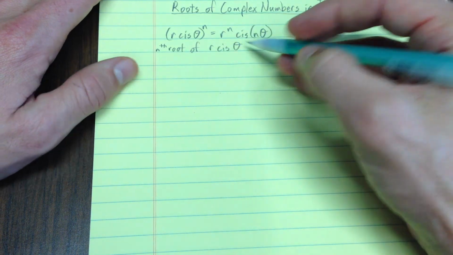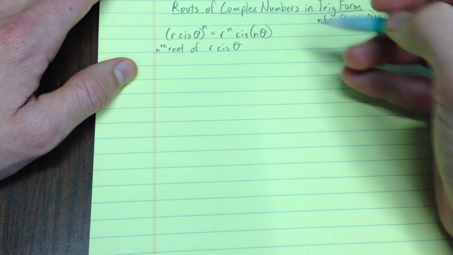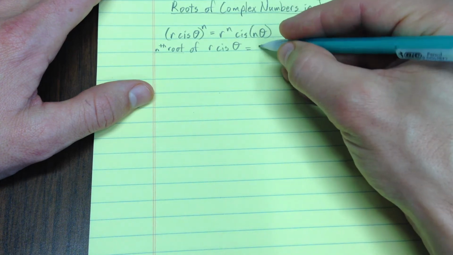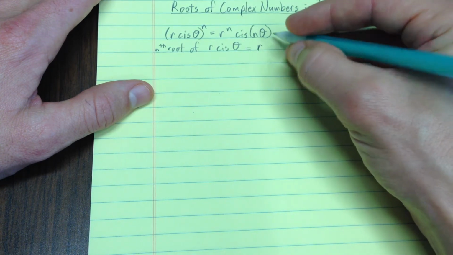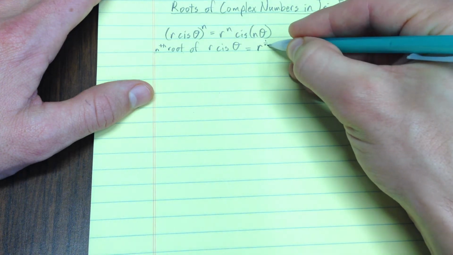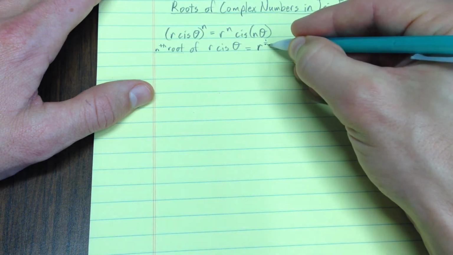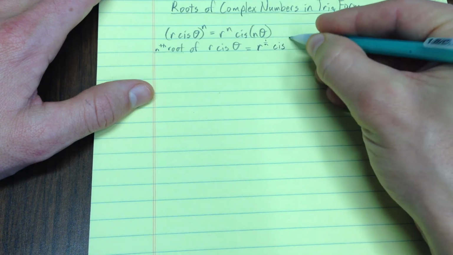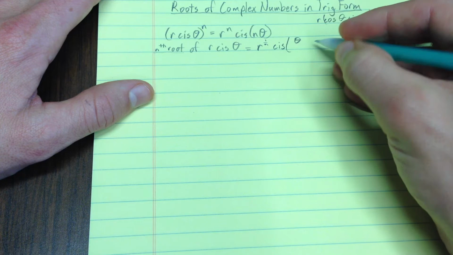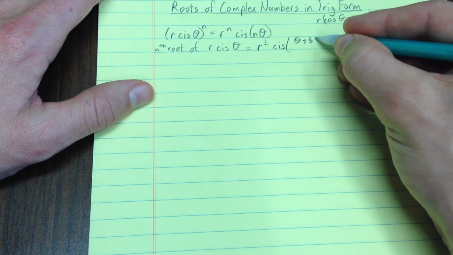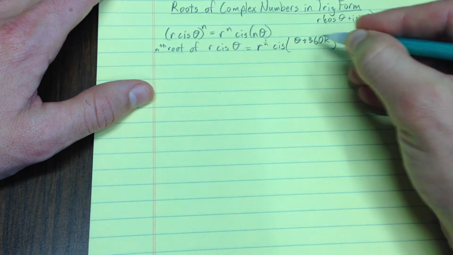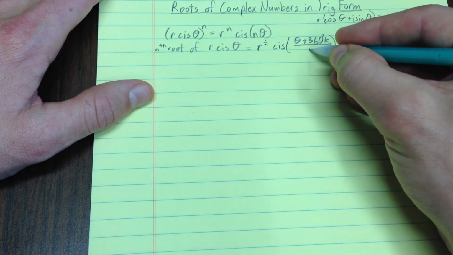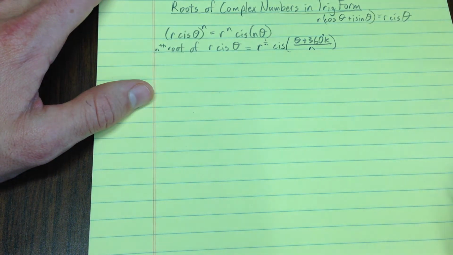except there are multiple nth roots. So what you have is something that looks like r to the 1 over n, so you take the nth root of the real number, and then you take cis. Now you might expect that we divide theta by n, which is true, but you also have to add multiples of 360 if you're in degrees, or 2 pi if you're working in radians, okay?